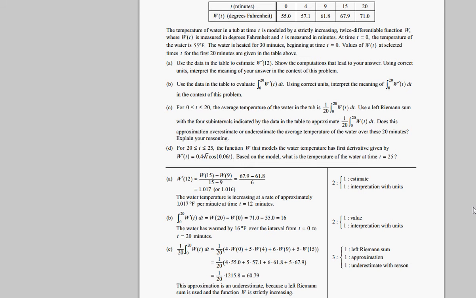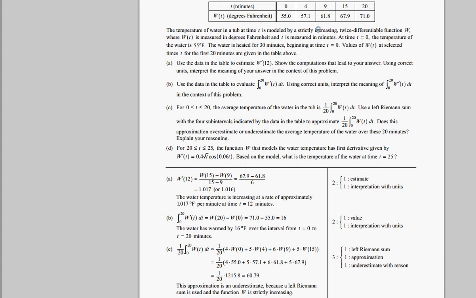Alright, everybody, let's talk about this question. Let's just figure out what it is that they are giving you. The first thing that they have here is that the information is tabular, the time is in minutes, and the function values are the degrees Fahrenheit that the water in the tub is accumulating.